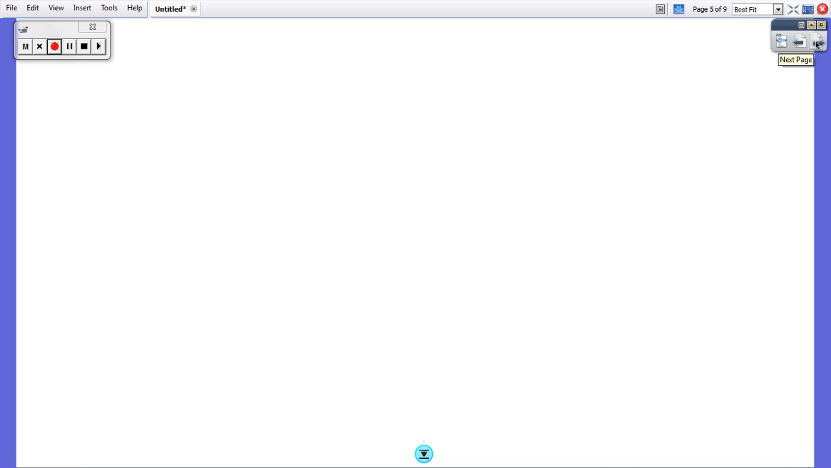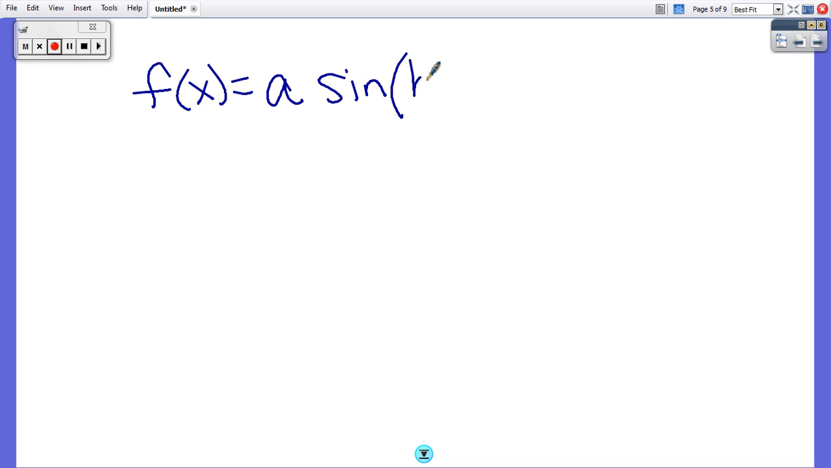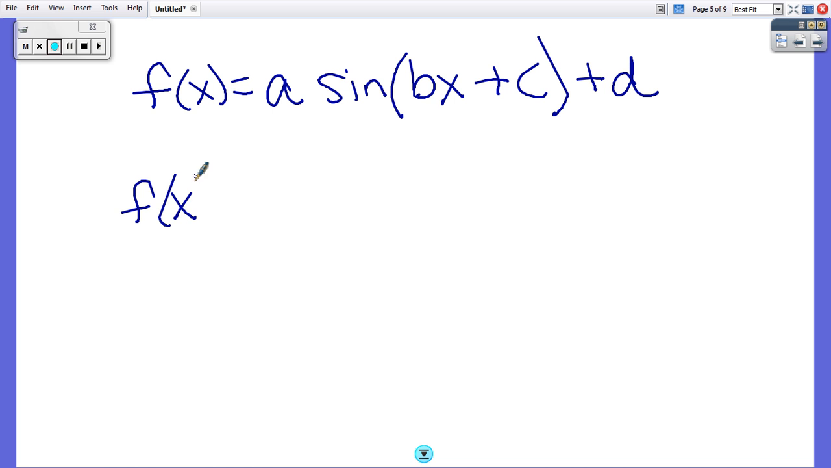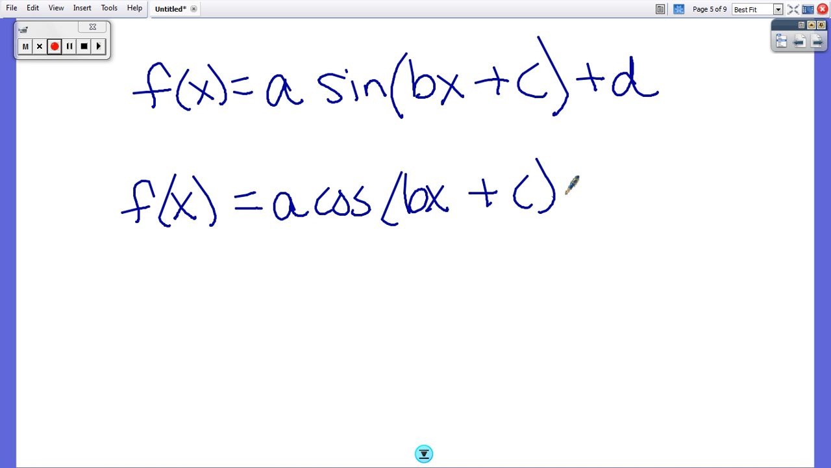We can write these functions in a bunch of different ways, but what's going to help us to answer some questions and some properties of the functions is to write it in this way. You can write f of x equals a times sine of (bx plus c), plus d. And then you could do the exact same thing for cosine. So f of x is equal to a times cosine of (bx plus c), plus d.